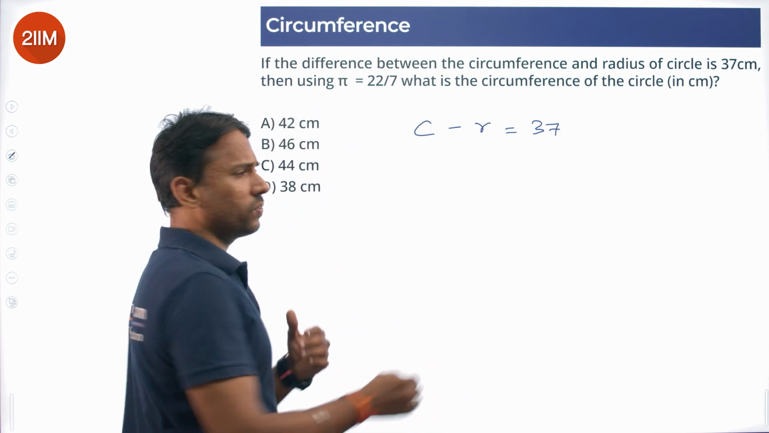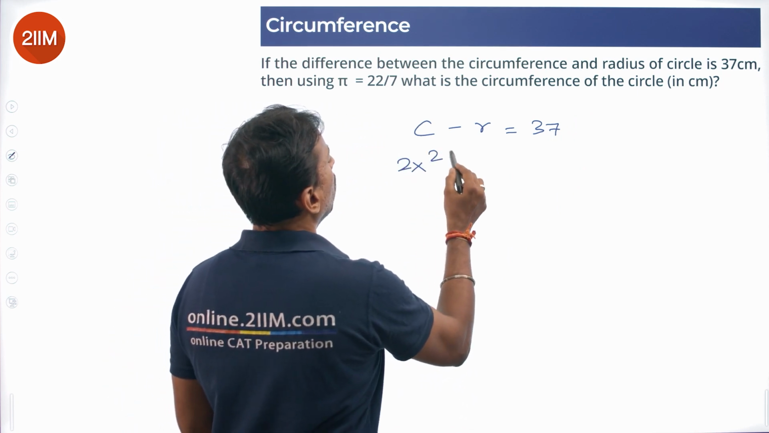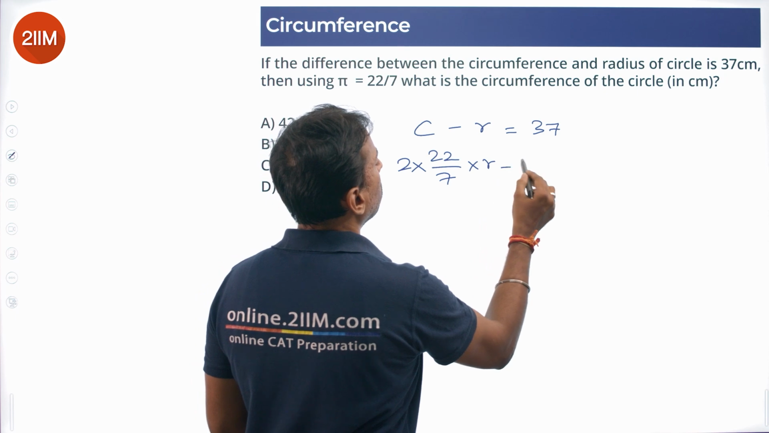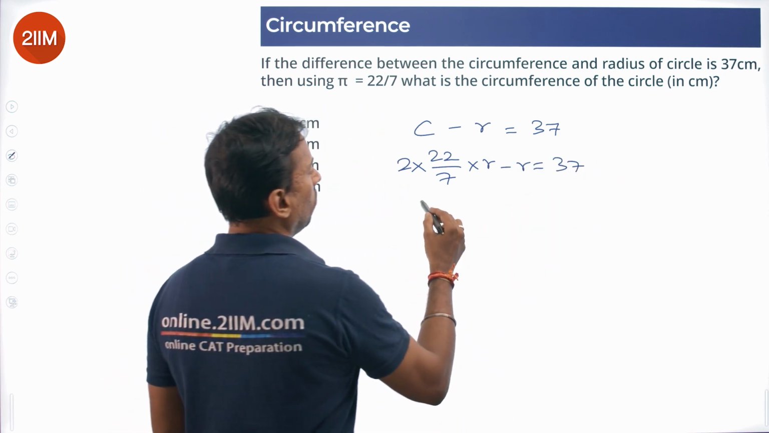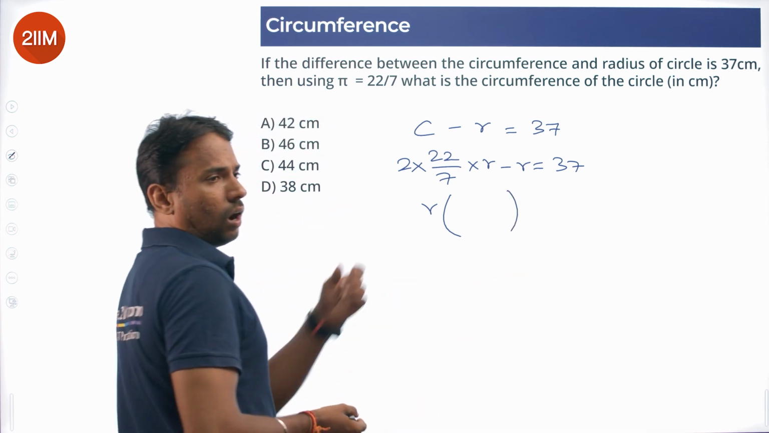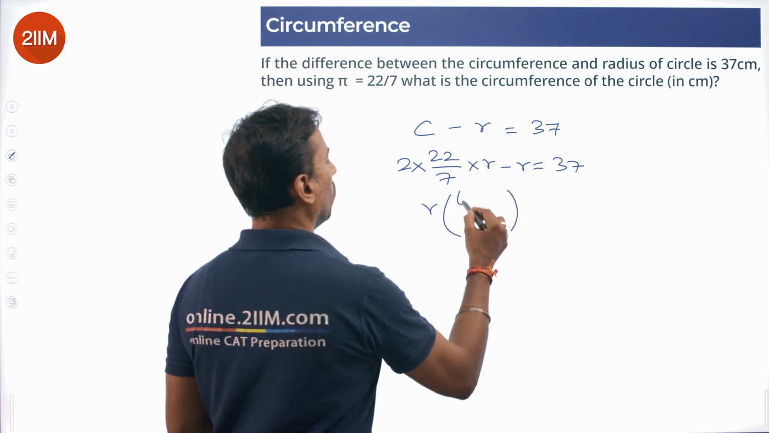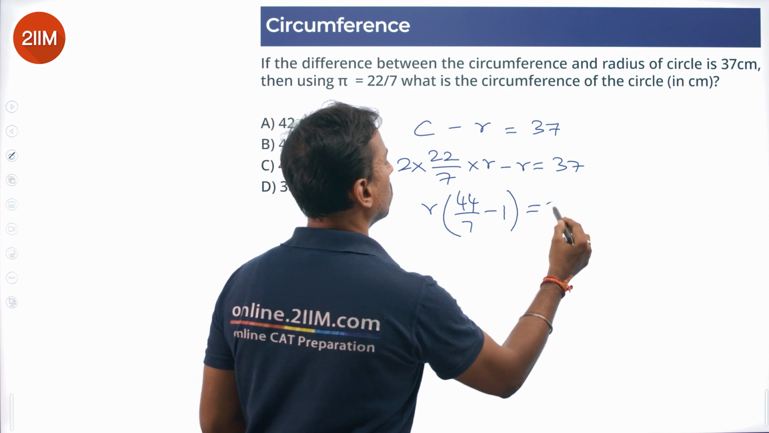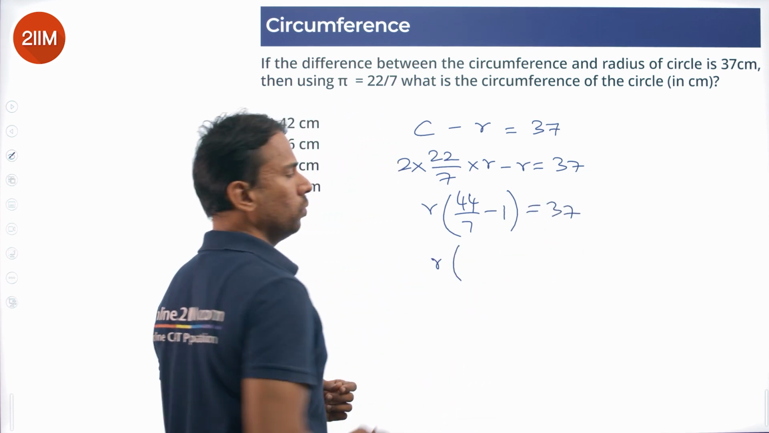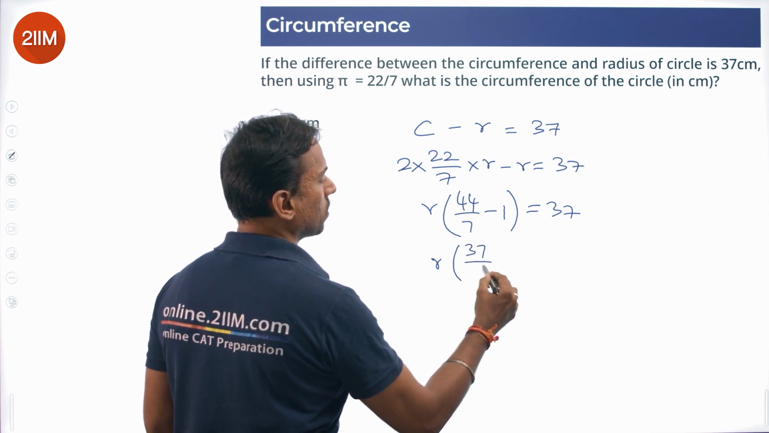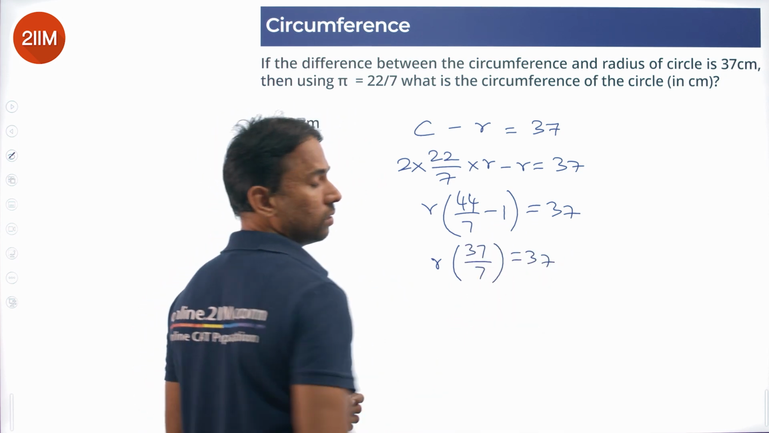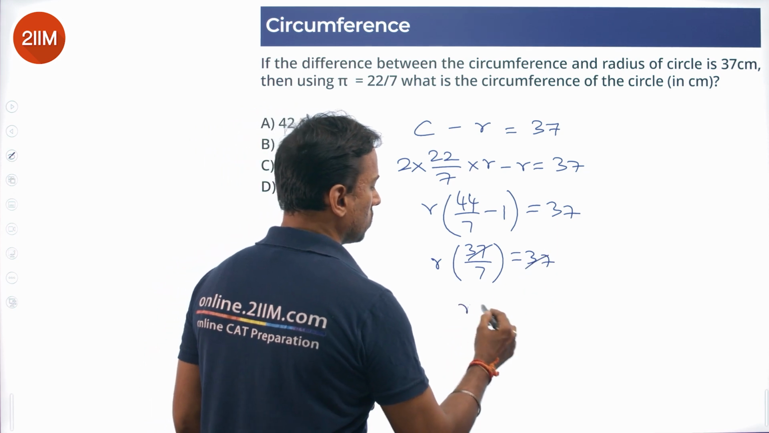So basically circumference is 2 pi r. So 2 into 22 by 7 into r minus r is 37. Or we can have r into, r is factored outside, 44 by 7 minus 1, this is 37. Or r into 44 minus 7 by 7, or 37 by 7, this is equal to 37. That means simply r is 7.